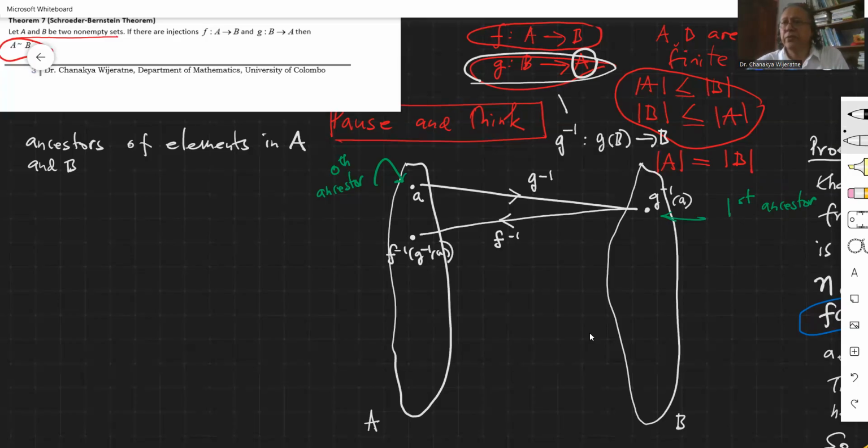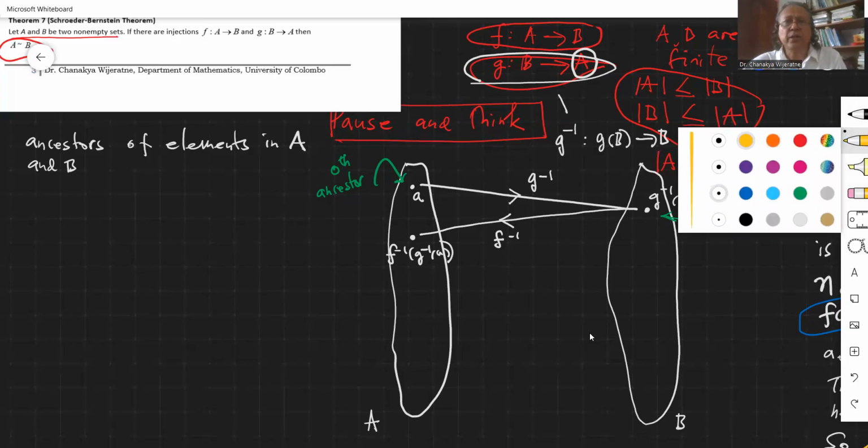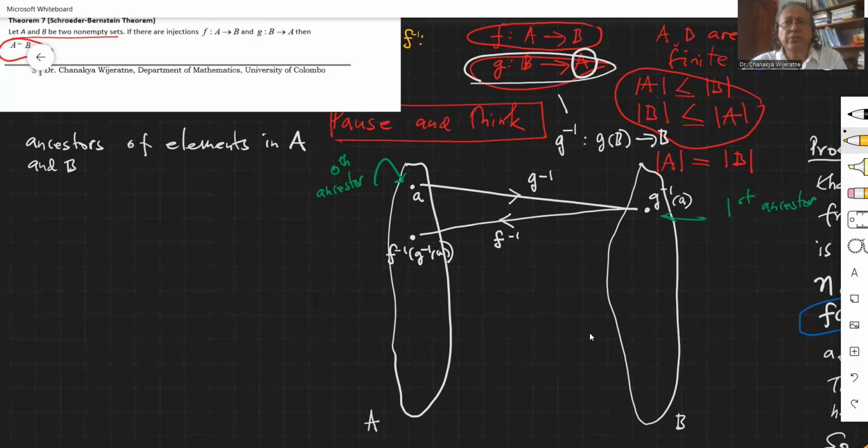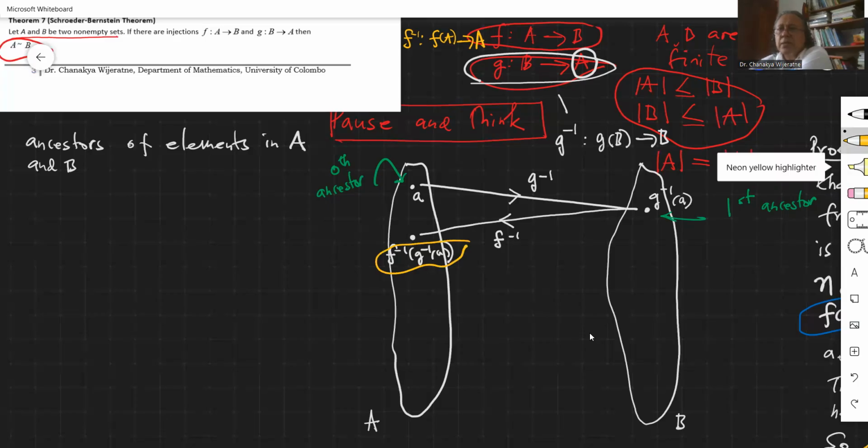So F inverse actually is a function. F is a function from A to B. So F inverse is a function from F of A, which is a subset of B, to A. So if G inverse of a belongs to F of A, then F inverse of G inverse of a exists, and we call this the second ancestor of a.